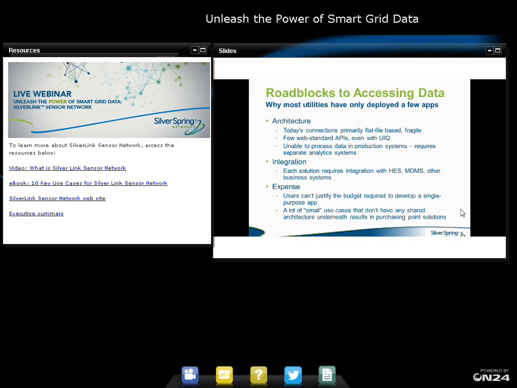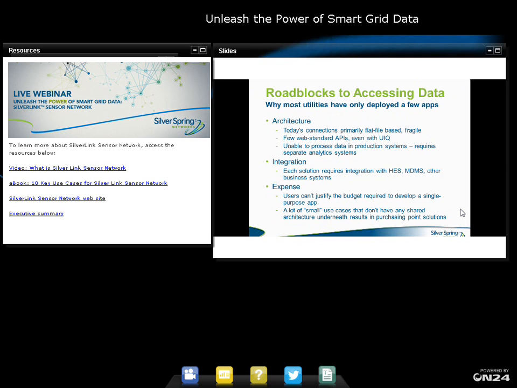When we try to understand why that value hasn't unlocked as quickly and as inexpensively as we think, we see a few really basic reasons behind it. We look at the architecture of the way things are currently connected, and we see companies and utilities, primarily, moving flat files back and forth. They've got a file-based system that's pretty fragile, and it requires a lot of integration and help just to get it going. There are really not that many standardized APIs out there that people have been able to leverage.